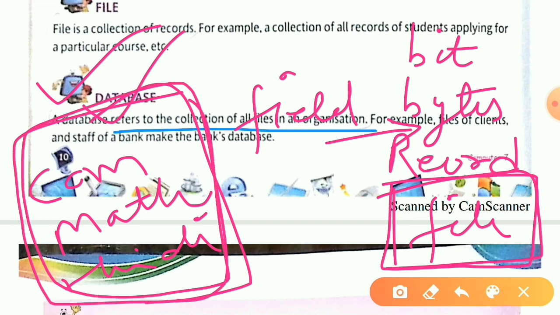Now see, I'm giving you an example of these things. Basically when you talk about computer terminologies, these examples are not valid over there. These examples are only so that you can understand these things in a better way.